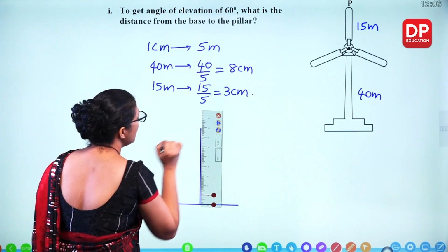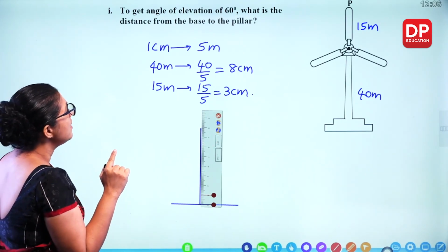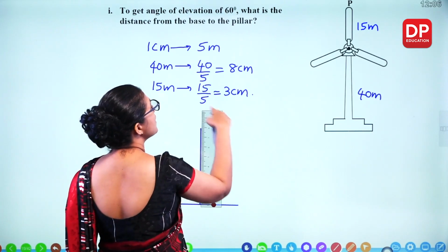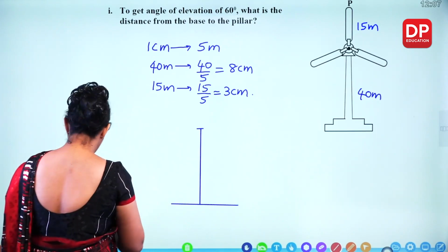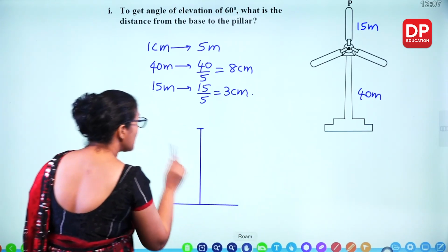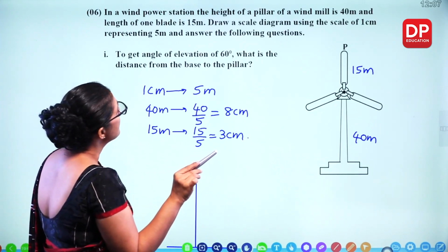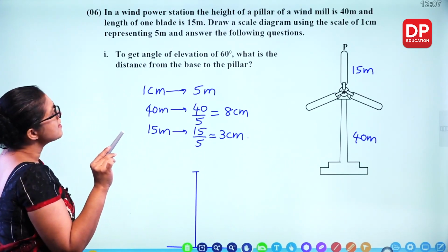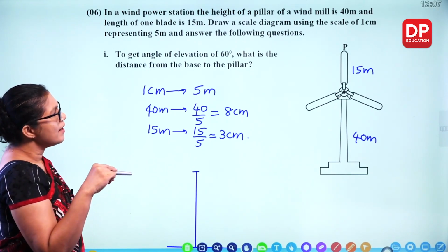So that's the 8 centimeter one. And then from that you have to draw the blades. Now, it says, in a wind power station, the height is this. Draw a scale diagram using the scale of 1 centimeter representing 5 meters, and you can answer the question.